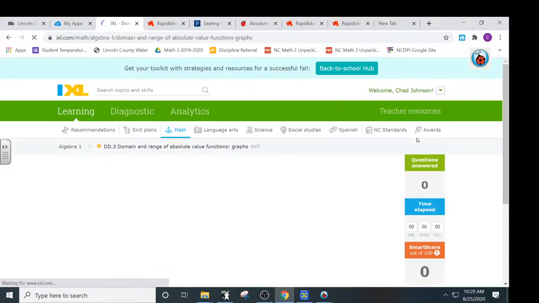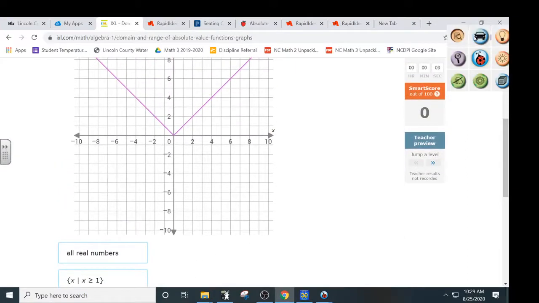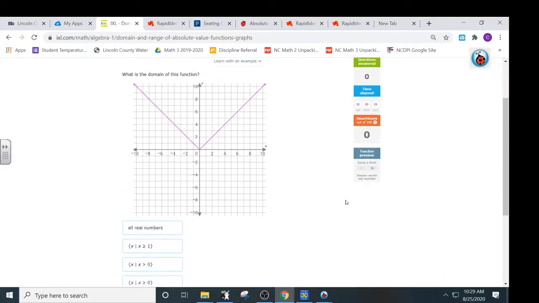Now, guys, this is what they call set builder notation. Another way of writing, see this selection right here, all real numbers. That and negative infinity to positive infinity is the exact same thing. Now, what is the domain of this function? What's the domain of 99.99% of all absolute value functions? And which one represents that? It's a different way of saying the same thing. All real numbers.